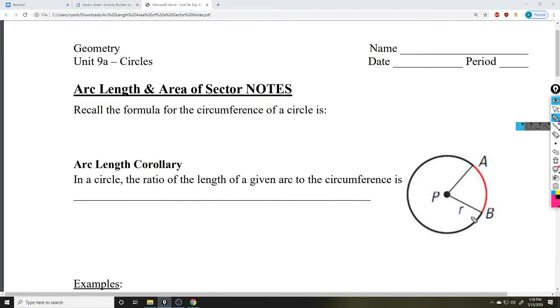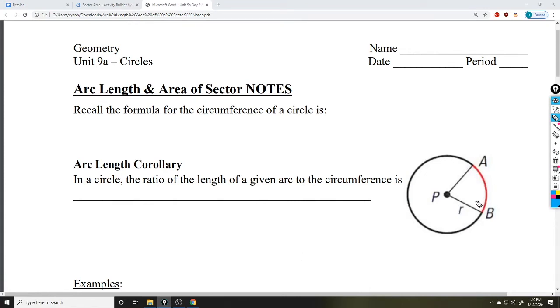Now the arc length is going to be a similar idea. Remember that the distance all the way around a circle, if I loop a string around the whole circle and then unwind it to figure out how long that string is, that's circumference. So circumference is our distance all the way around the circle.